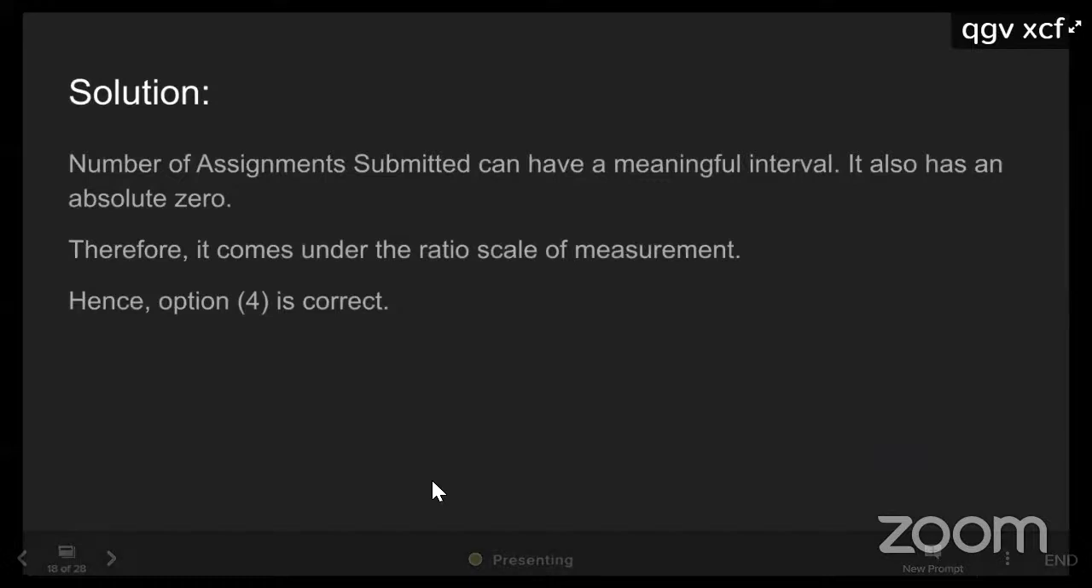Suppose there is something like negative marks. Negative marks can be anything, but things are going negative. So that is interval, but absolute zero is not fulfilled. Just understand the concept of absolute zero: if the absolute zero property is fulfilled, then the scale will be ratio, otherwise it will be interval.